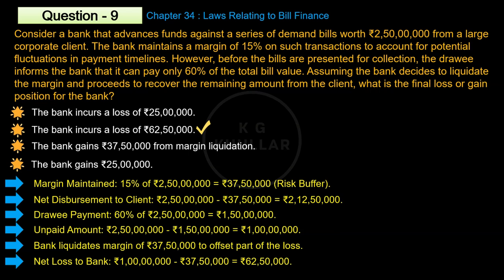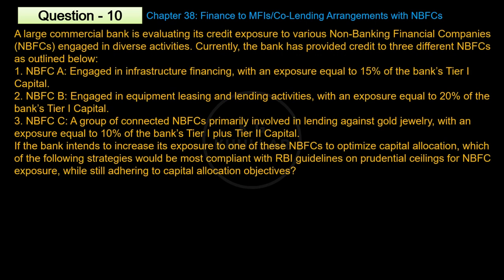Friends, finally we have reached the last question of our mock test, and the question is from chapter 38, that is finance to MFIs, co-lending arrangements with NBFCs. And the question goes like this. A large commercial bank is evaluating its credit exposure to various non-banking financial companies, that is NBFCs, engaged in diverse activities. Currently, the bank has provided credit to 3 different NBFCs as outlined below.